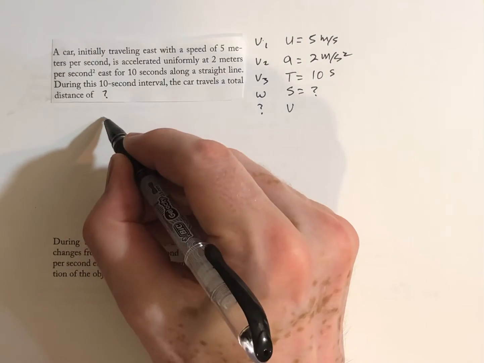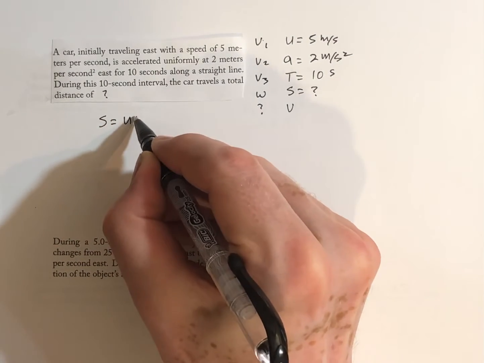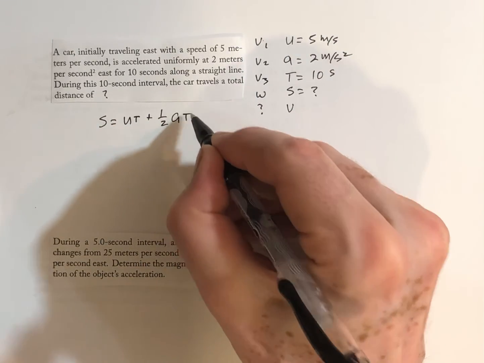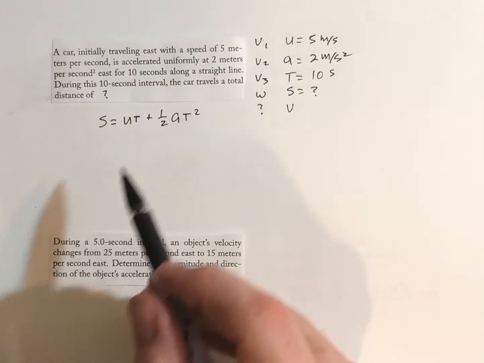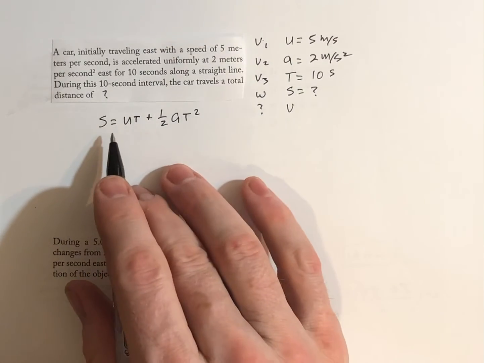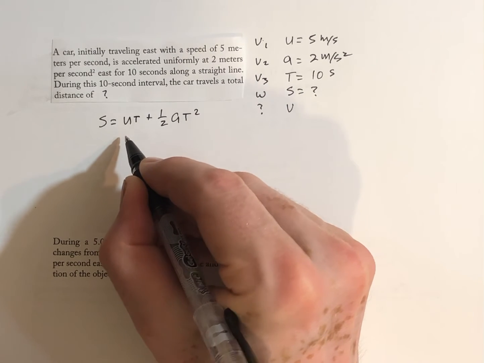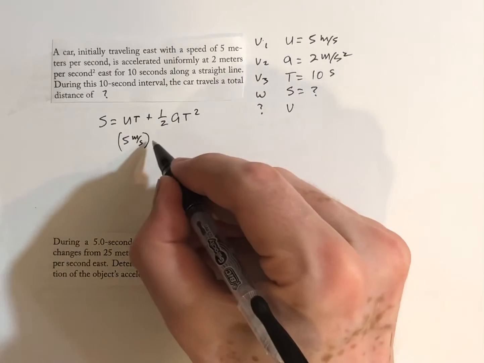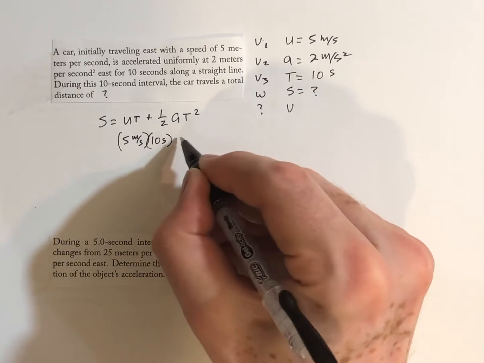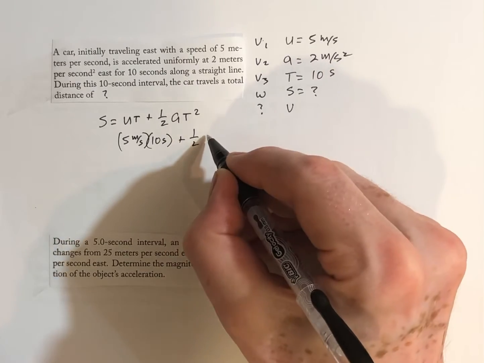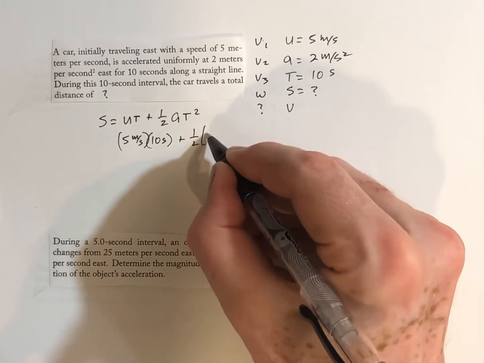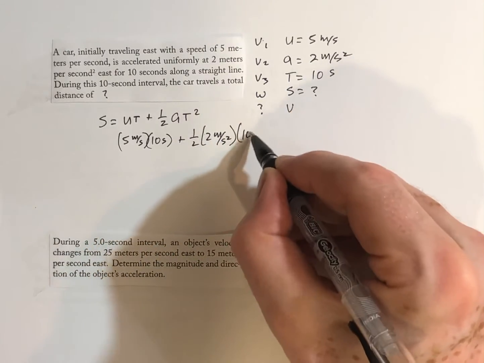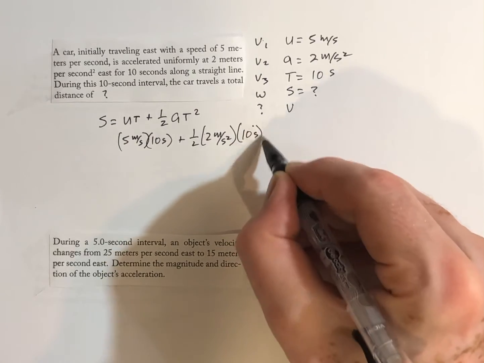So let's write that down. s is equal to u times t plus 1/2 acceleration times time squared. We'll start punching in some numbers. s is on the left side of the equal sign, which makes our life a little bit easier. Our u is 5 meters per second, our time is 10 seconds, plus 1/2 times 2 meters per second squared times 10 seconds squared.